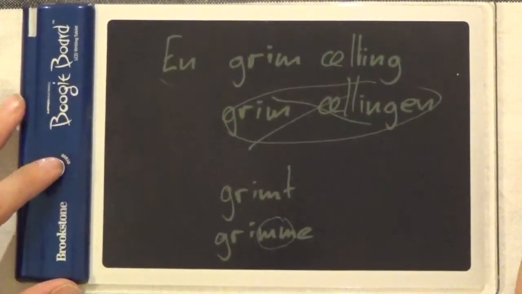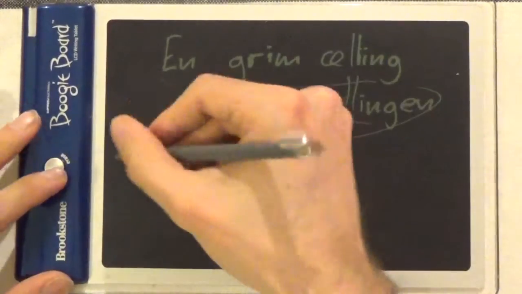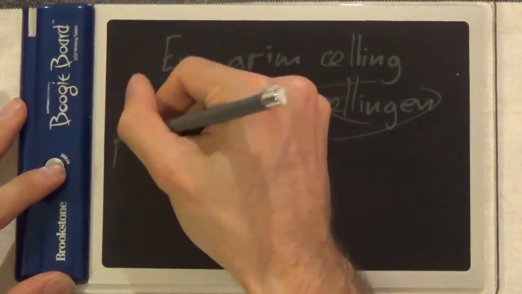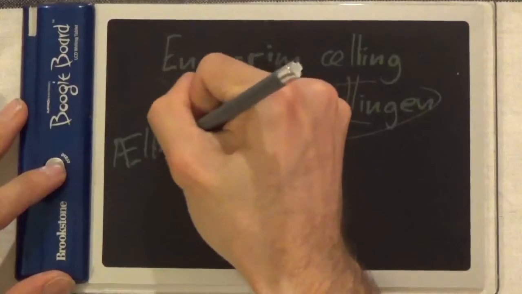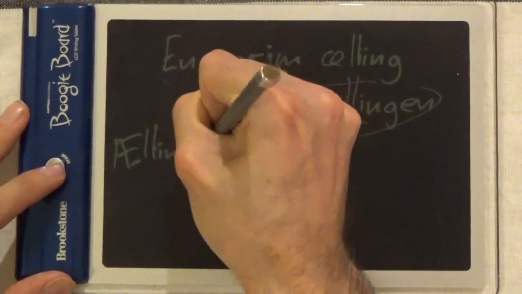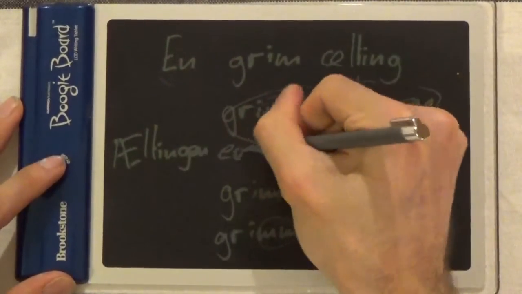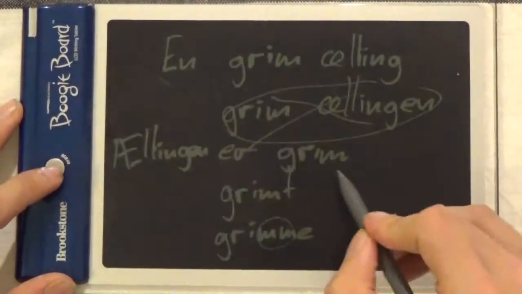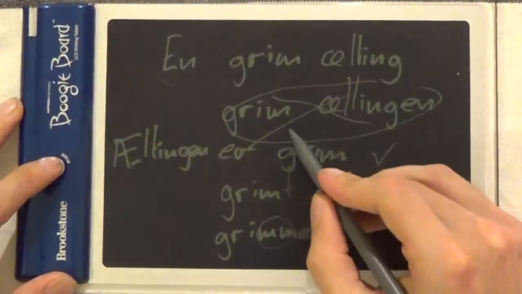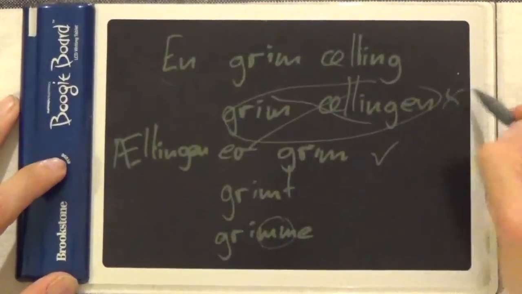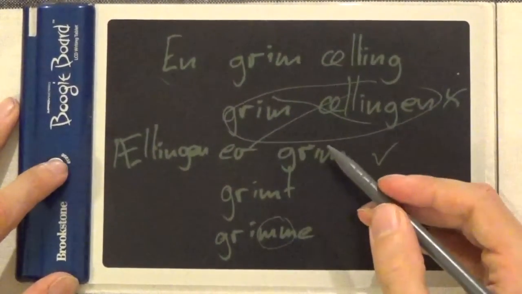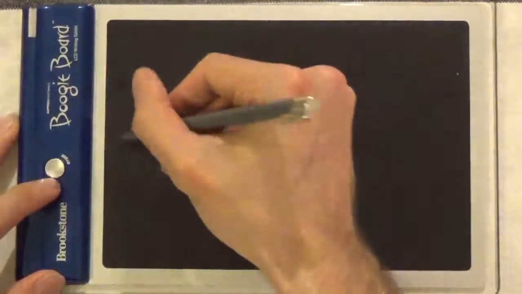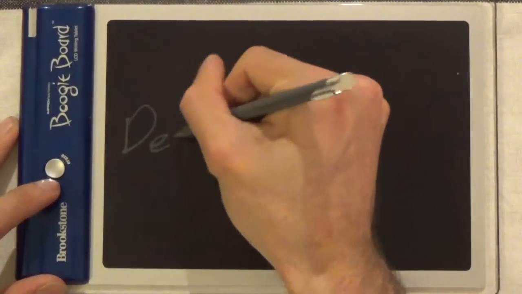I mean, if you wanted to say the duckling is ugly, sure you can say, let me write this out, ællingen, that's an L not a T, grim. That is correct, that is proper grammar. The duckling is ugly, that is correct, but this up here, grim ællingen, is no good.